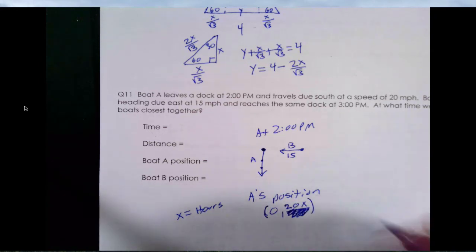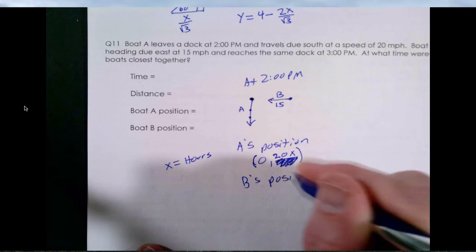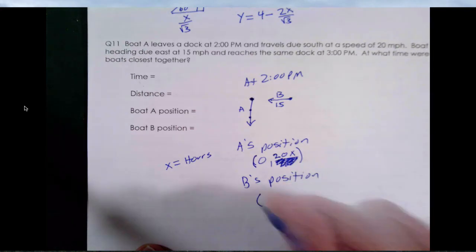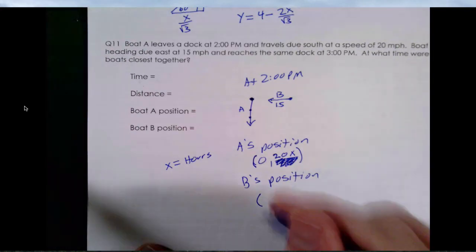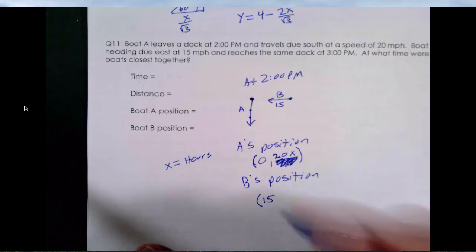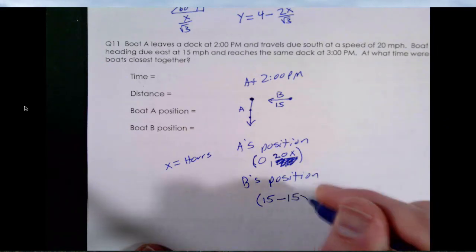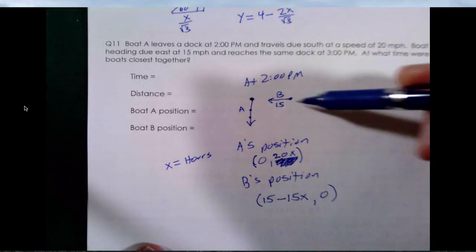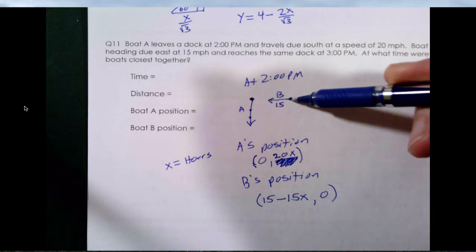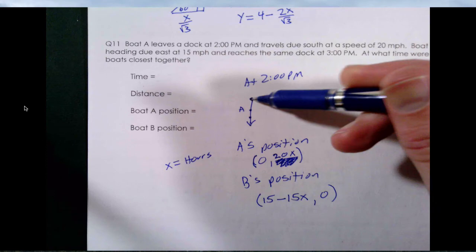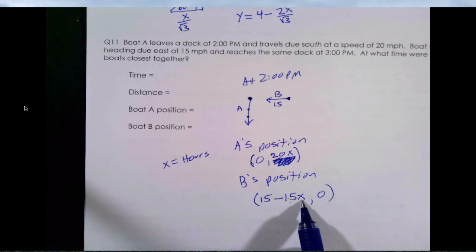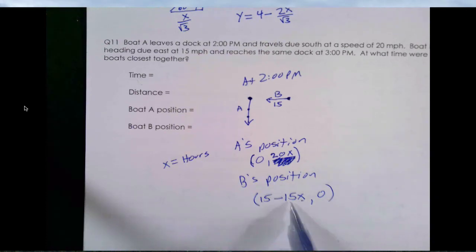B's position is traveling along this axis, so its x value is going to be a formula. Right now it is 15 away, and we are taking away from that at 15x, comma 0. Why is that? At 2 p.m., which we're considering hour 0, we are traveling closer to the dock. We are currently 15 away and it is a shrinking distance, shrinking at a rate of 15 miles per hour, so I'm taking away from 15 at 15x.